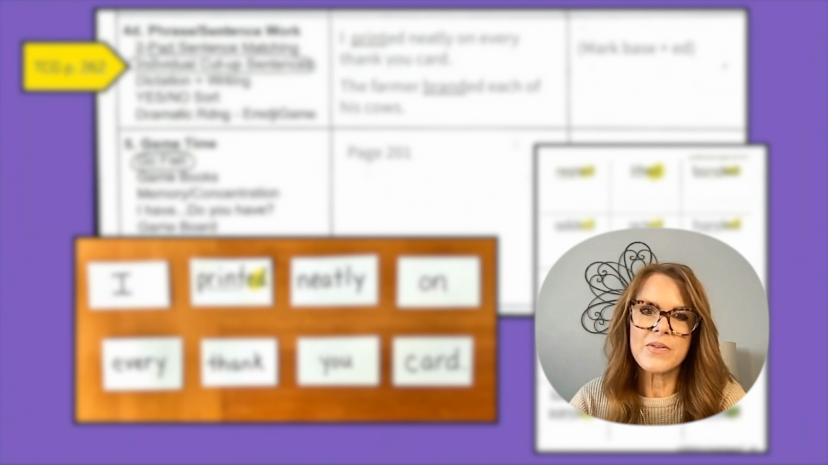So that concludes this Tools in 10 on teaching the ed suffix and planning a lesson that includes all of the brain-friendly reading key components. I hope that it helps you to decide when you will teach the skill and what activities you will include in your lesson that will benefit your students the most.